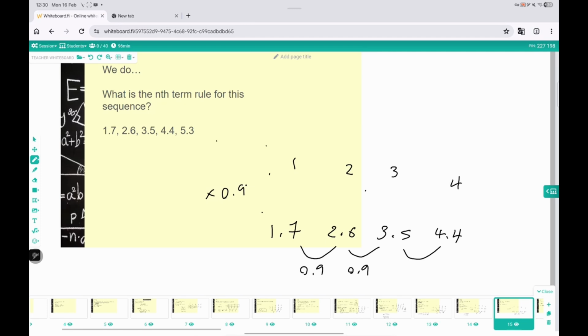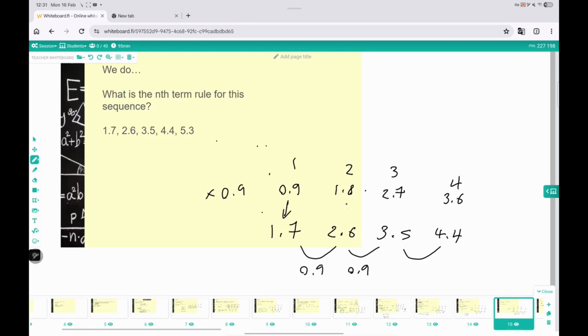It's just like times it by 9. 1 times 0.9 is 0.9. 2 times 0.9, instead of 18, it's 1.8. 3 times 0.9, 2.7. 4 times 0.9, 3.6. So, you've got a calculator, but you could do this in your head. If you know your 9 times tables, you know your 0.9 times tables.